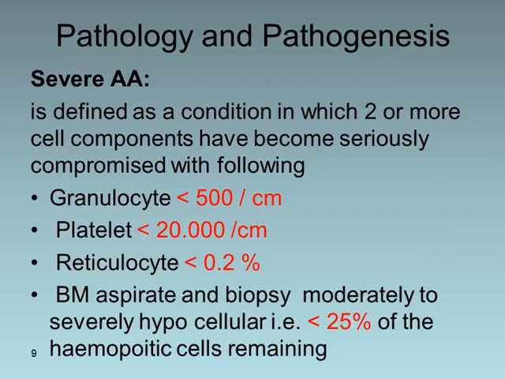Severe aplastic anemia is defined as a condition in which 2 or more cell components have become seriously compromised, with a granulocyte count less than 500 per cubic millimeter, platelets less than 20,000 per cubic millimeter, and reticulocytes less than 0.2%. Bone marrow aspirate and biopsy show moderate to severe hypocellularity. It means less than 25% of the hemopoietic cells remaining. The other 75% is fatty tissue.